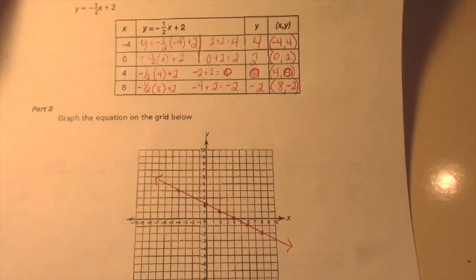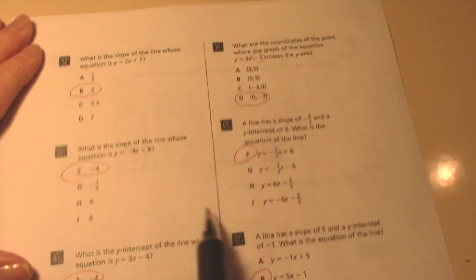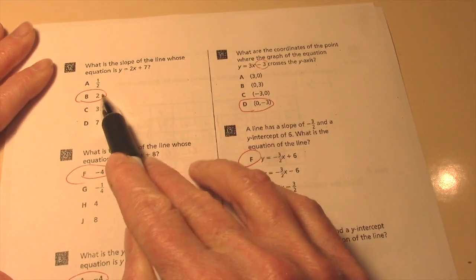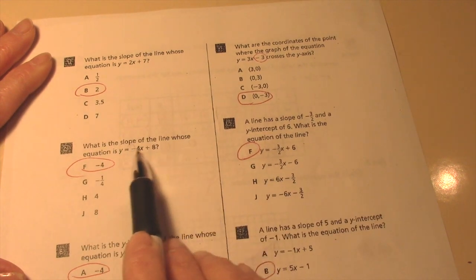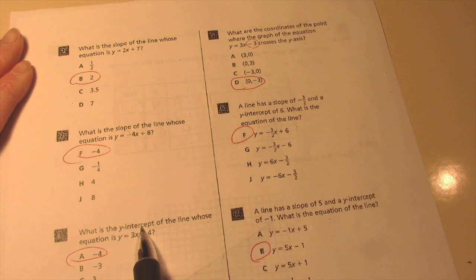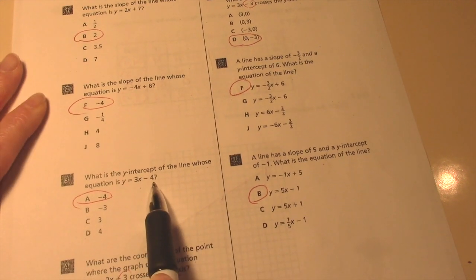Okay. Next page. Another set of multiple choice. What's the slope of the line? Slope is what the x is multiplied by. What is the slope of the line? -4. What is the y-intercept of the line? -4. The y-intercept is the b.